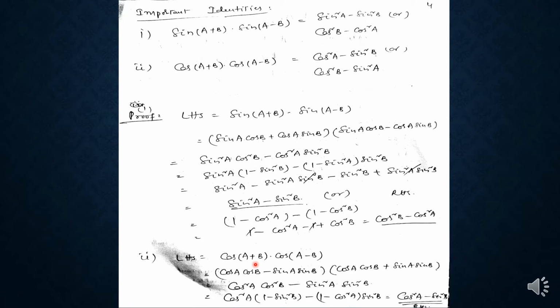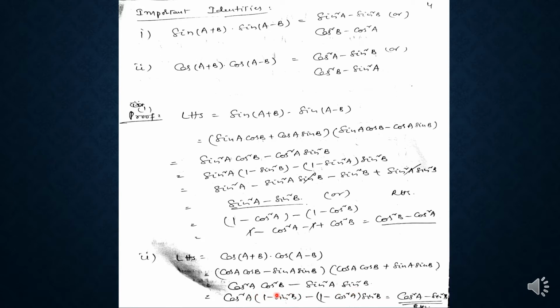By using the compound angle formula, cos(A+B) can be written as cos A cos B − sin A sin B, and cos(A−B) can be written as cos A cos B + sin A sin B. This is also in the form (a−b)(a+b), which can be written as a² − b². So a² means (cos A cos B)² minus (sin A sin B)². That is cos²A cos²B − sin²A sin²B.